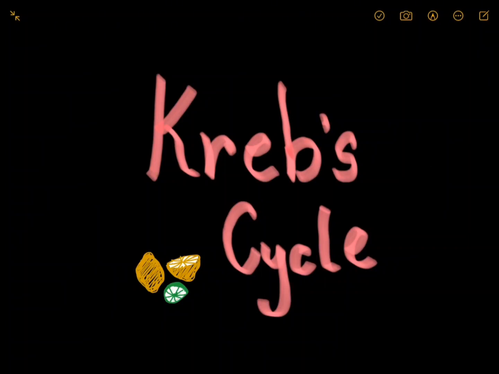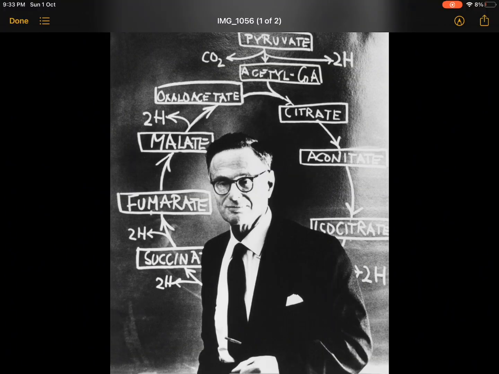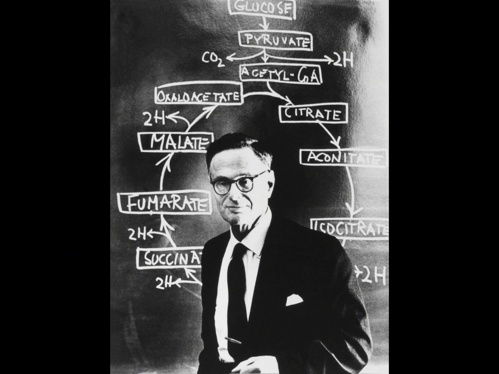So today I'll be discussing with you the steps of the Krebs cycle. So the Krebs cycle, also known as the citric acid cycle, is the final common pathway for the oxidation of fuel molecules such as amino acids, fatty acids, and carbohydrates. Named after its discoverer, Hans Krebs, it is also known as the TCA cycle, short for tricarboxylic acid cycle.